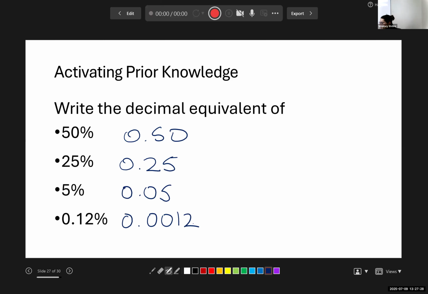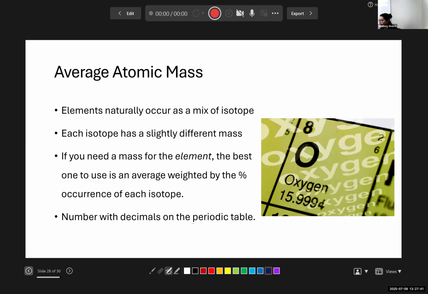It's going to be relevant when we do the next step because isotopes happen in percentages. So maybe 90% it exists like this, 2% exists like this. So we need to know the decimal place of these percentages if I give you percents to do this math. So it's average atomic mass.